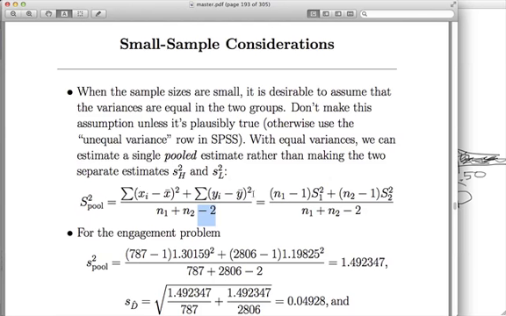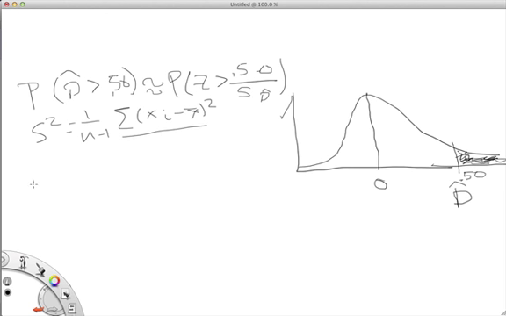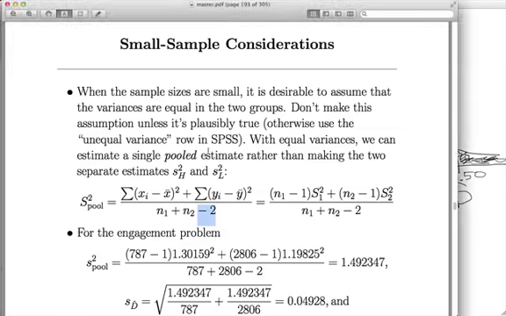Now usually in the problems you're given S1 squared and S2 squared, and I'll just refresh your memory what S1 and S2 squared are. S squared is 1 over n minus 1 times the sum of squared deviations. Therefore, if I want to know what the sum of those deviations is, we're just going to take n minus 1 times s squared. So that's what's going on in this formula right here. We're taking n minus 1 times s squared. That gives us the sum of those squared deviations.